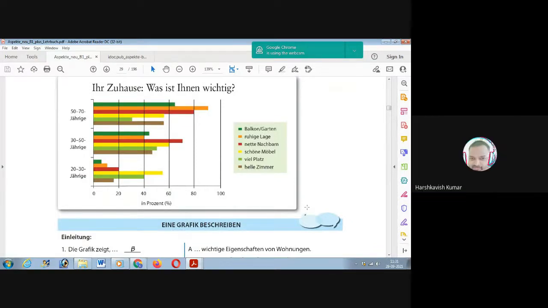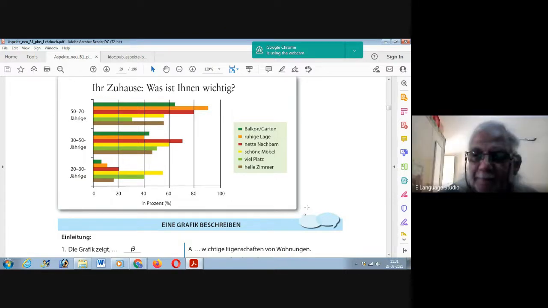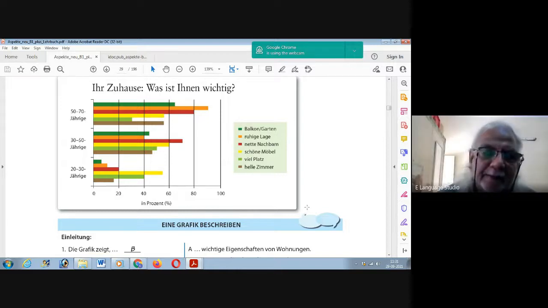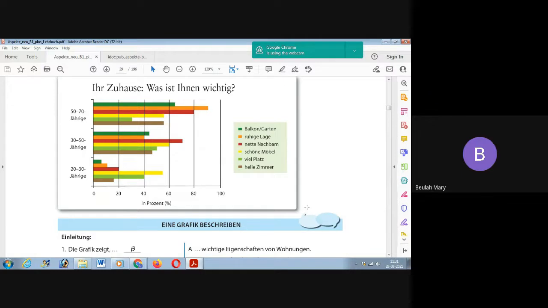Sir, jährige and Jahren में क्या difference है? Jährig is an adjective, Jahr is a noun. Jährig is an adjective: 50-year-old, 50 साल वाले, 50 की उम्र वाले, adjectival. Jahr is a noun: उम्र जिसकी 50 है. Simple. Thank you, sir.